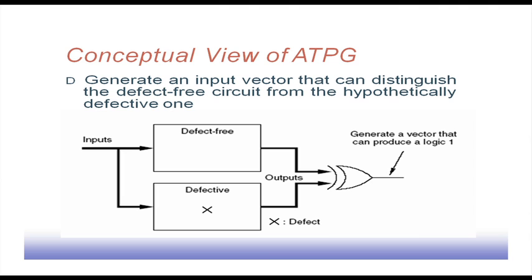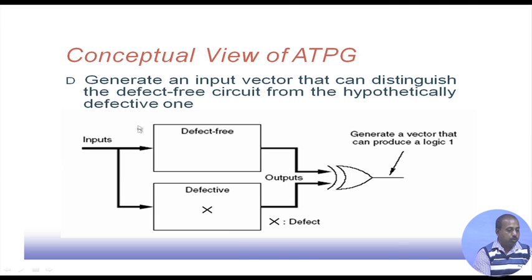Conceptually, an ATPG can be viewed like this. We have a defect-free circuit and a defective circuit. The inputs are applied to both. Suppose X is the defect; it manifests as some fault in the circuit. Under that fault or defect, the defective circuit output and the defect-free circuit output should be different. As a result, if we XOR them, we will get a logic 1 at the output.